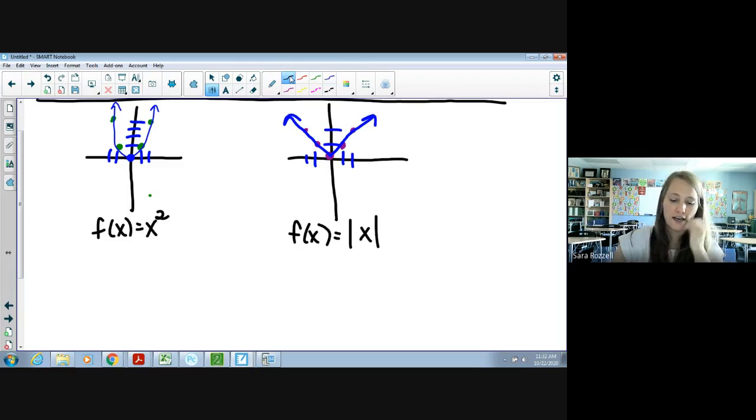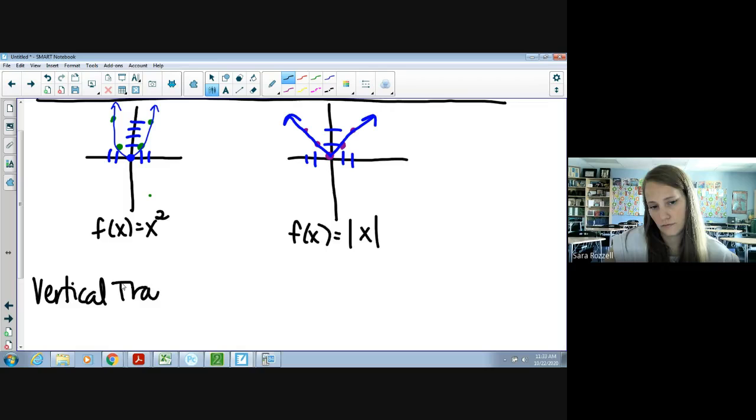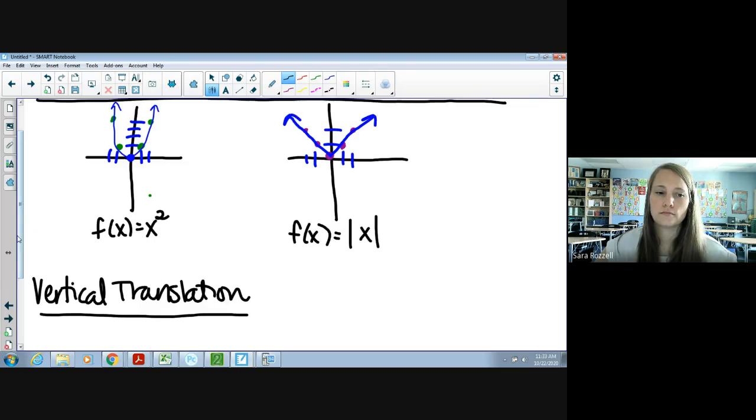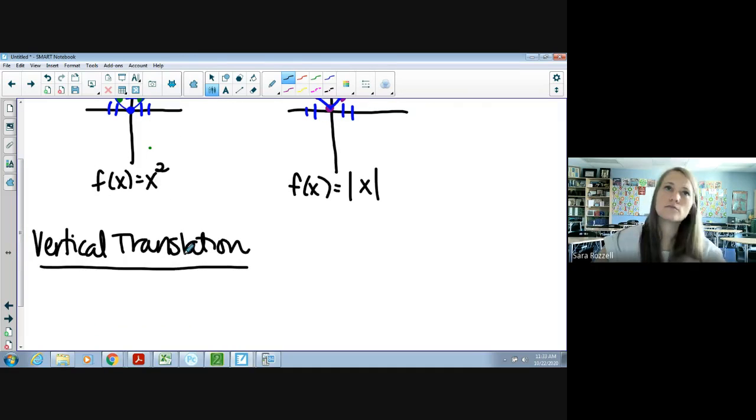So our first kind of translation, so we'll do translations first, which is shifting up and down or shifting left and right. We're not changing the size of anything. So we'll start out, we'll do vertical translation. So this just means you're moving things either up or down.